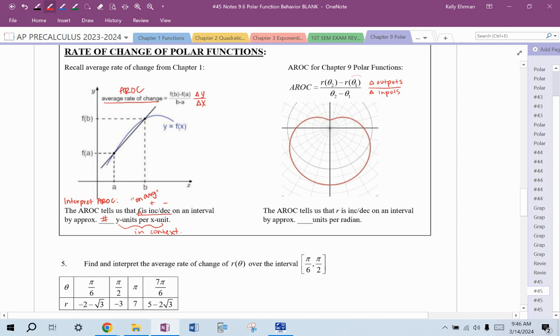And on a graph, it's a little harder to see what's happening there as far as your average rate of change, but we won't have context to these. So we will still say that r is on average increasing or decreasing on an interval by approximately some number of units per radian. This will have no context. It will always be units per radian.